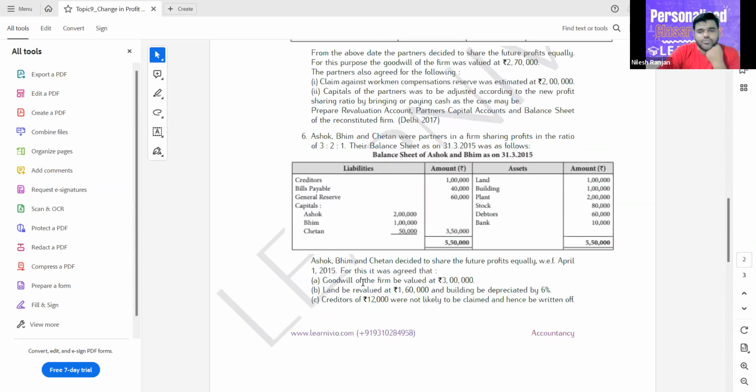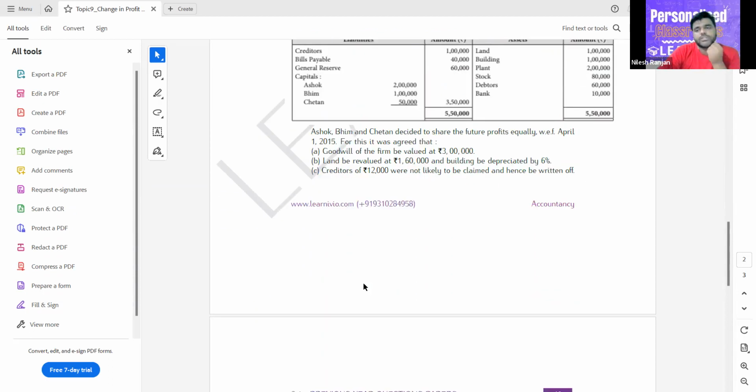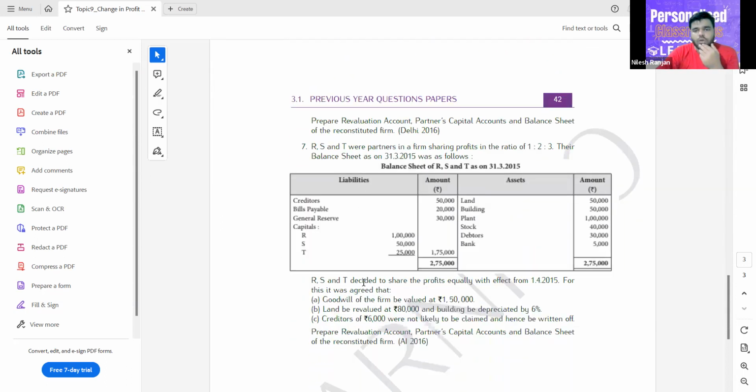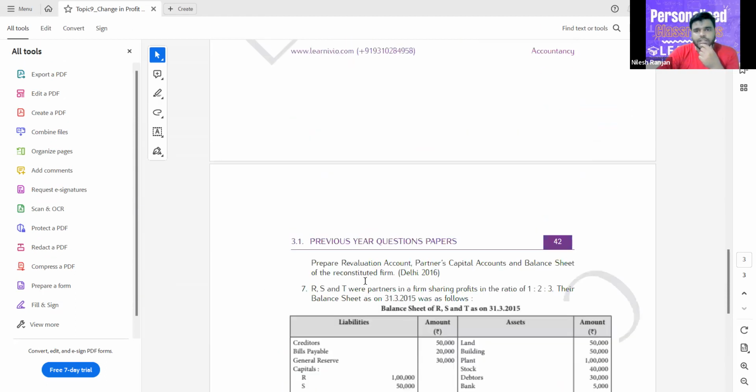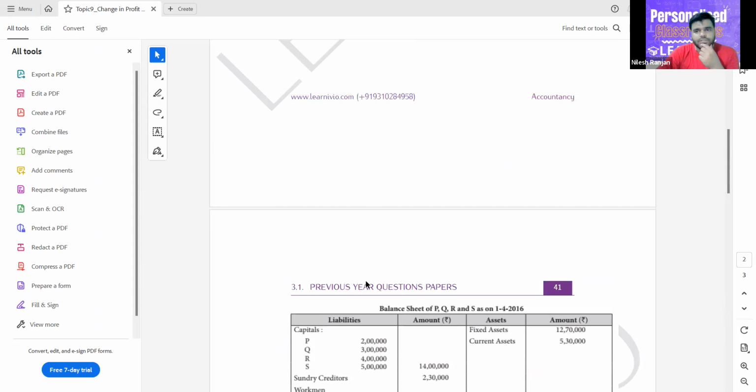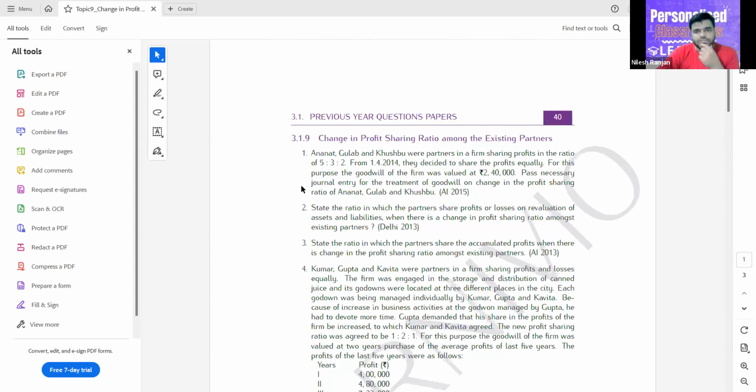Generally, these types of questions are given, where old ratio and new ratio are given, so we don't generally find acquired or gain or sacrifice. That's why this is the only portion I have. Let me see, just 1 minute.